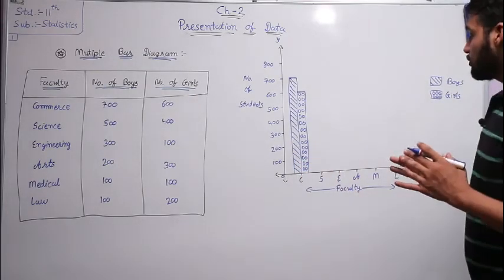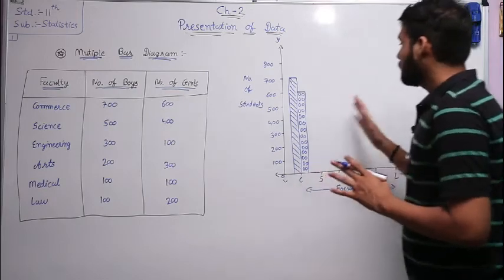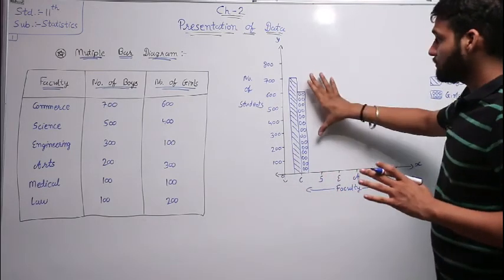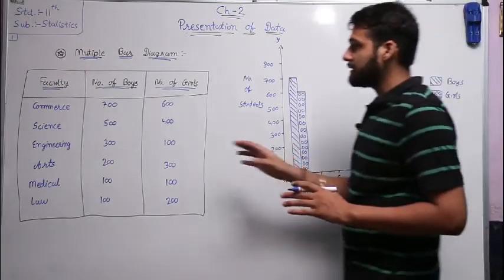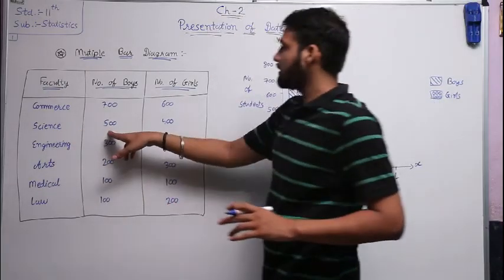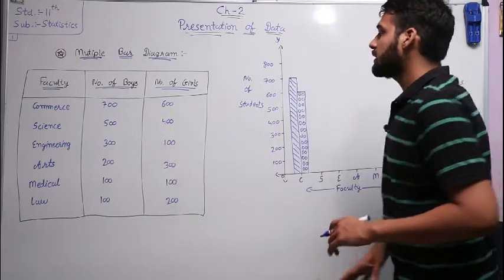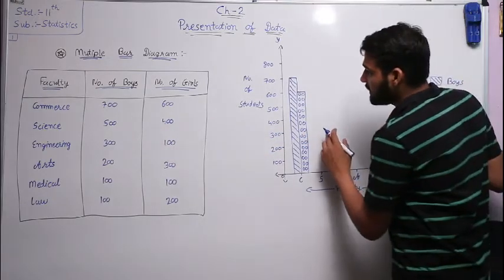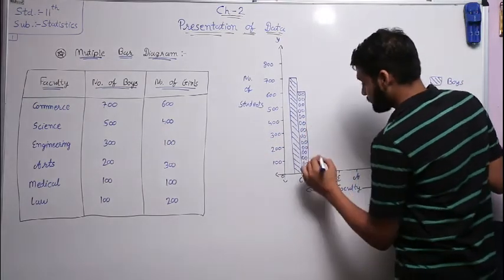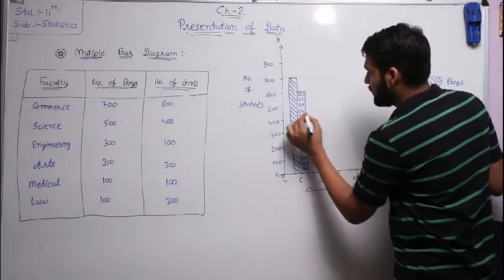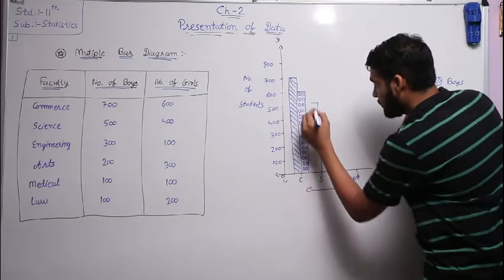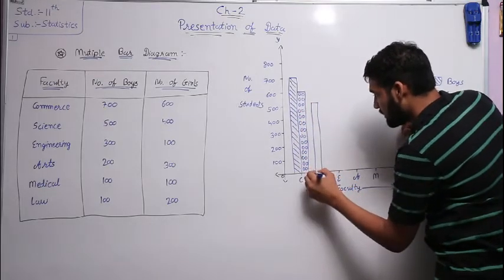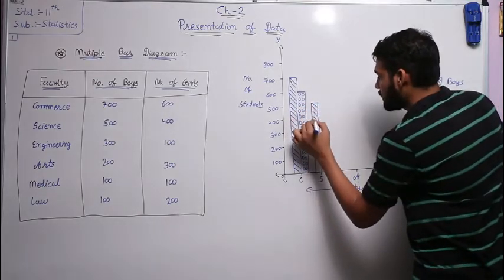ओके स्टूडेंट्स, सो इन कॉमन स्ट्रीम वी ऑलरेडी प्रेजेंट द कॉलम for the number of boys and number of girls. Okay students, then second in science stream 500 are boys and 400 are girls. So here also mention like commerce stream, so 500 that means here, so we prepare a column for the boys and it's denoted by cross lines.